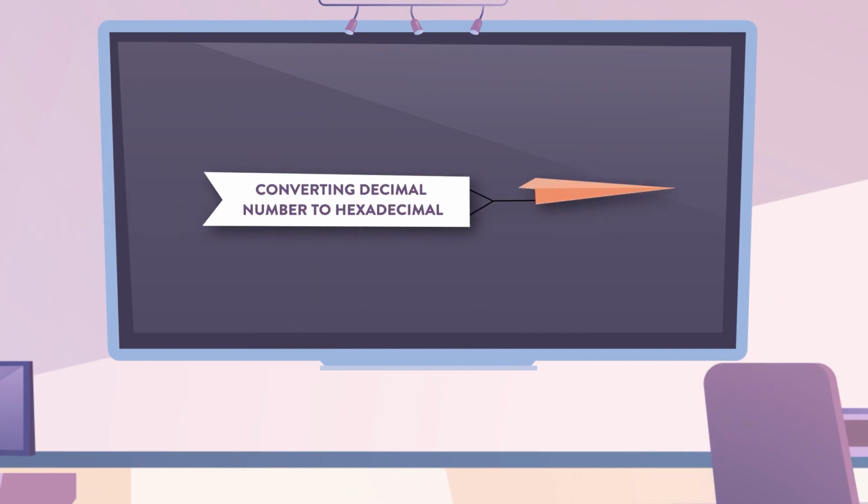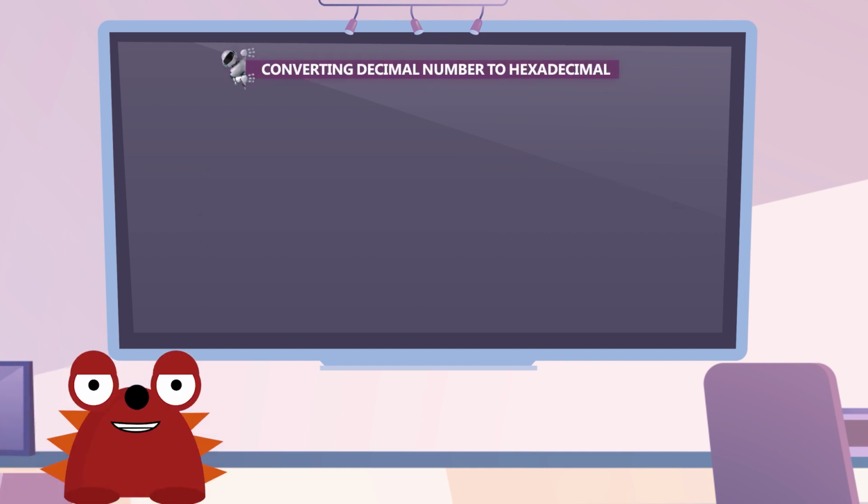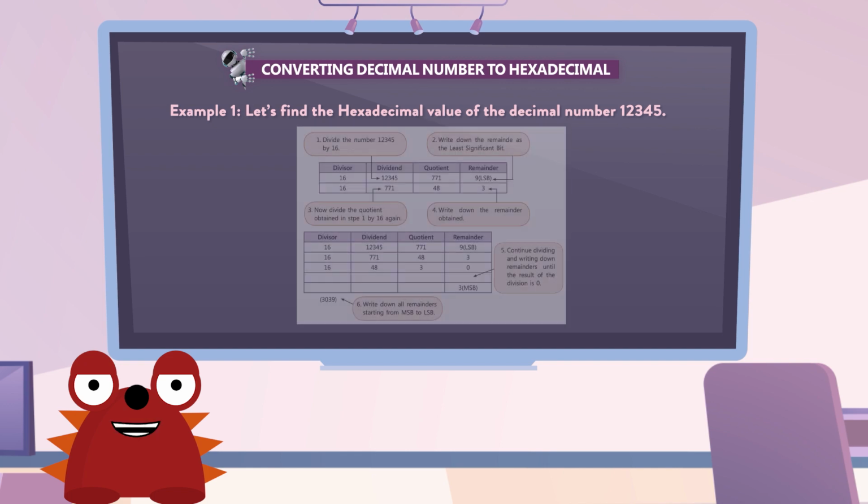Now on to converting decimal numbers to hexadecimal. Let us see how to do this using the remainder method. In this method, divide the decimal number by 16 recursively until the decimal number cannot be divided further. Then record the remainders in reverse order to get the equivalent hexadecimal number. So let's take the example and find the hexadecimal value of the decimal number 12,345.